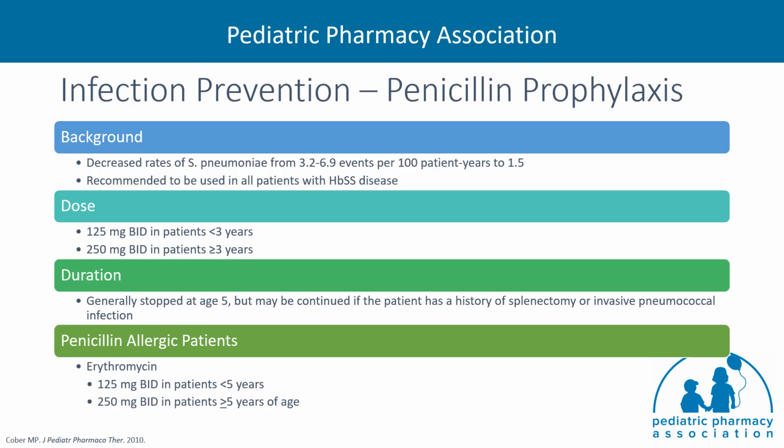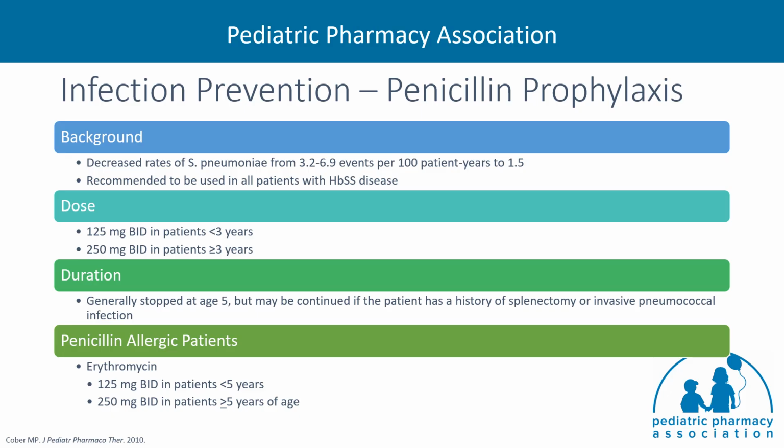Penicillin prophylaxis is another important piece of infection prevention for patients. So when we started using penicillin prophylaxis, we saw decreased rates of strep pneumo from about 3.2 to 6.9 events per 100 patient years to just 1.5. And because of that, it's really recommended to be used in all patients with hemoglobin SS disease.